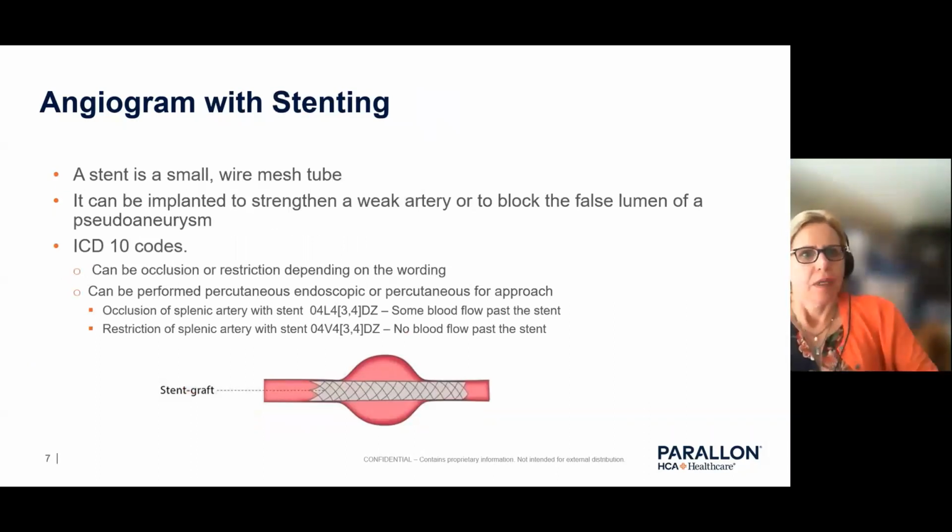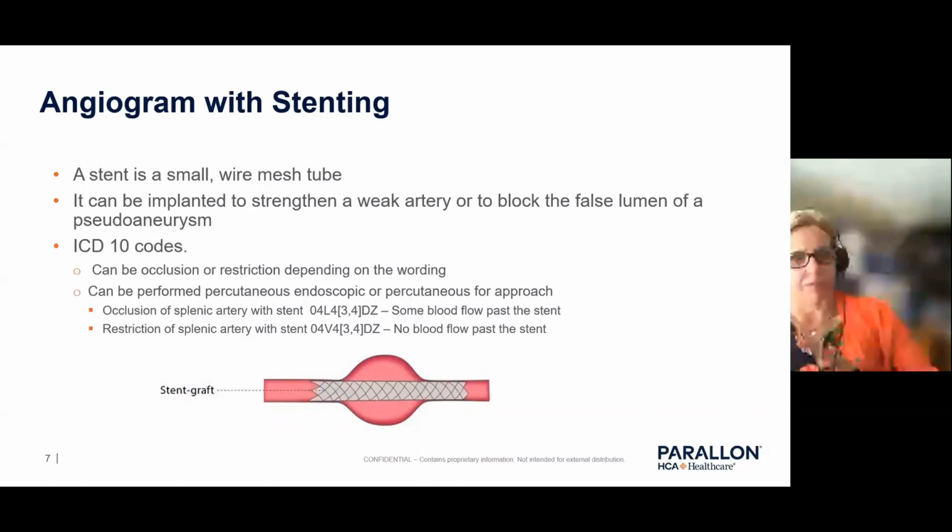Angiogram with stenting. So a stent is a small wire mesh tube. It's implanted to strengthen a weak artery or block a false lumen of a pseudoaneurysm. So we've used our coils for pseudoaneurysms. We can also use our stent graft for those. It can also kind of be used to block off that little tear in the lumen of the vessel. So this can be occlusion or restriction. Again, we have to read through that wording and find out if there's that blood flow.